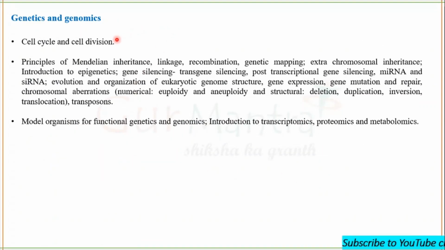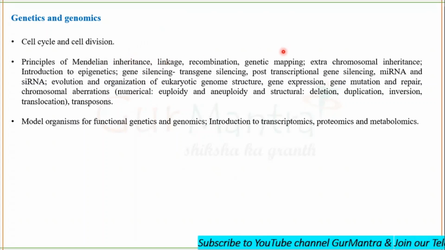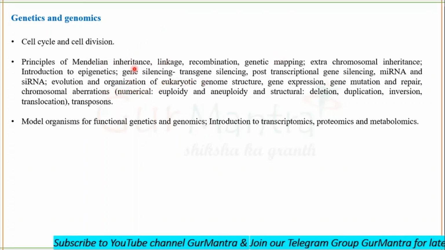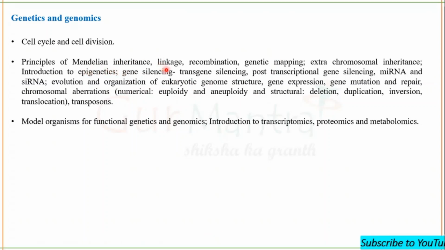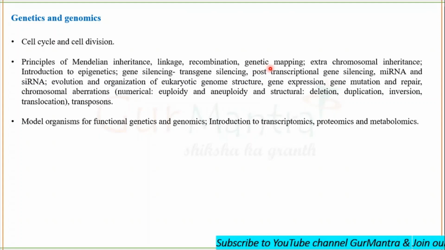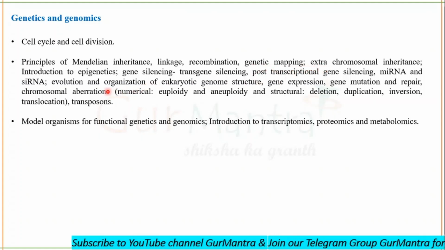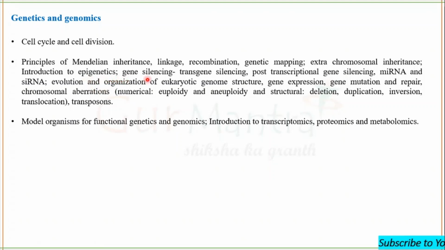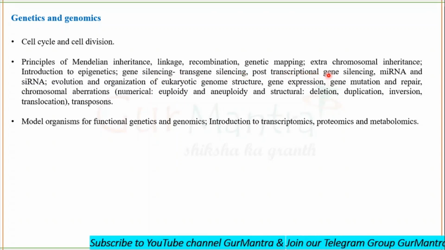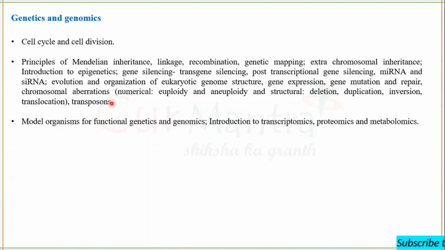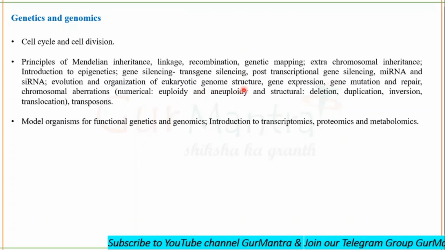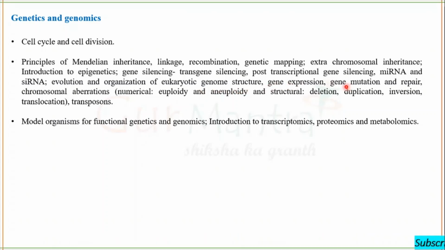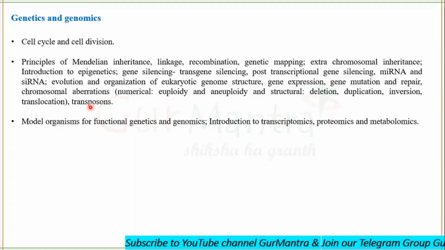Next come the genetics and genomics. Here we will cover the cell cycle, cell division, and all the processes related to genetics, like Mendelian inheritance, linkage, recombination, genetic mapping, extrachromosomal inheritance, introduction to epigenetics, gene silencing, which will include transgene silencing, post-transcriptional gene silencing, miRNA and siRNA, evolution and organization of eukaryotic genome structure, gene expression, gene mutation, repair, chromosomal aberrations like deletion, duplication, inversion, transposons, etc.